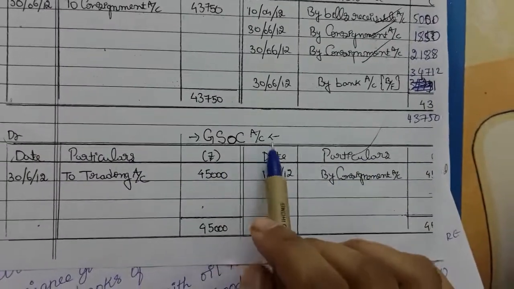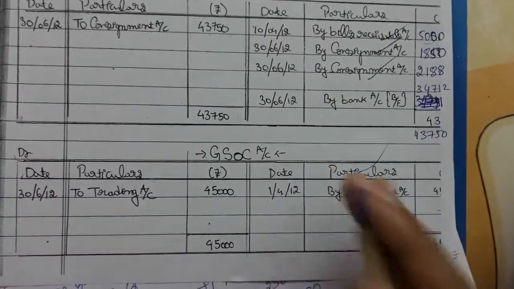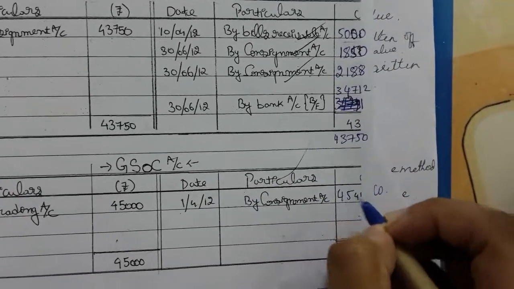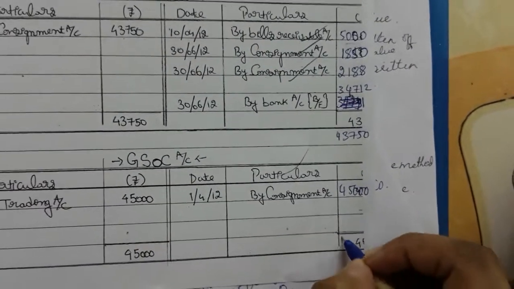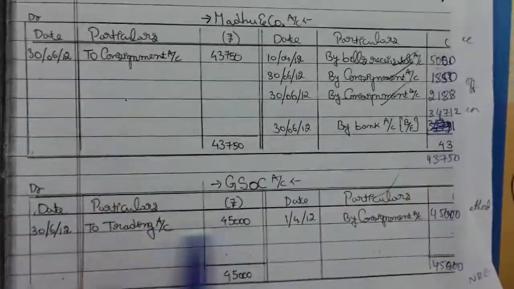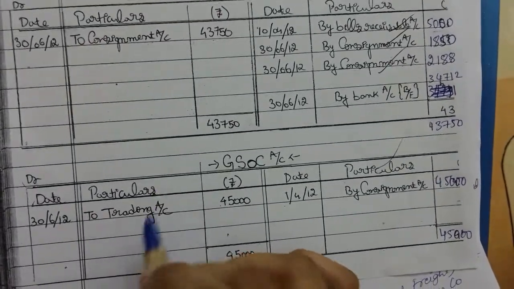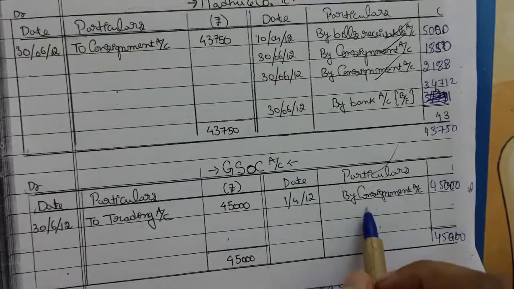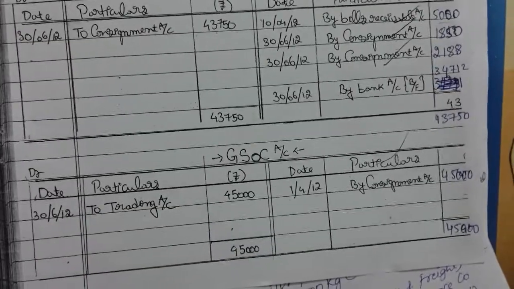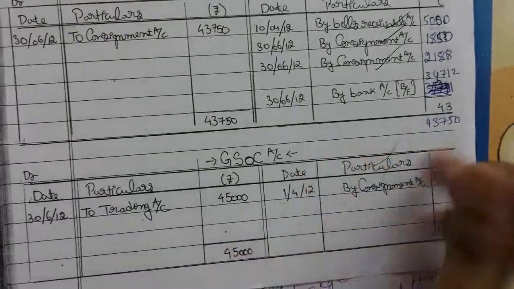Next, coming on to the goods sent on consignment account. In this account, we will be recording only two items. On the credit side, on the date the goods were sent, we will record the value, that is 45,000. On the debit side, on the last date, 3/6/2012, to trading account. That means we are transferring the value of consignment. Any goods sent on consignment should be recorded in the trading account. So while preparing the trading and profit and loss account, it should be transferred to trading account, 45,000.